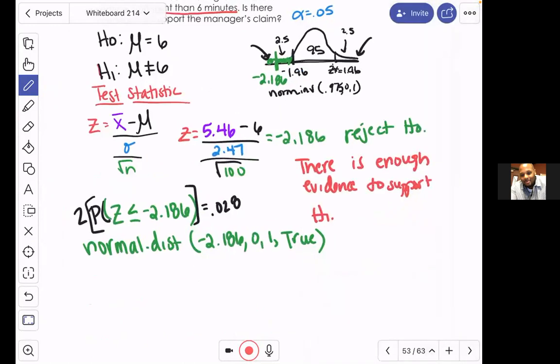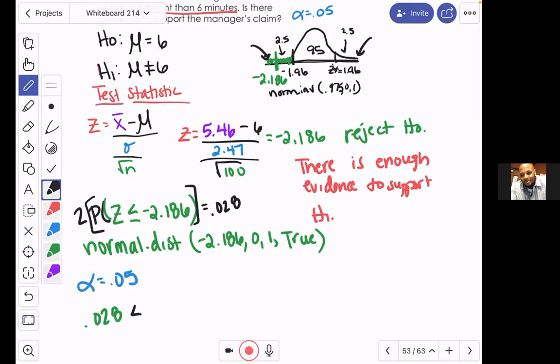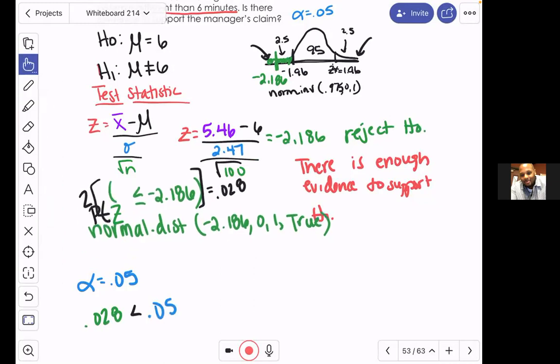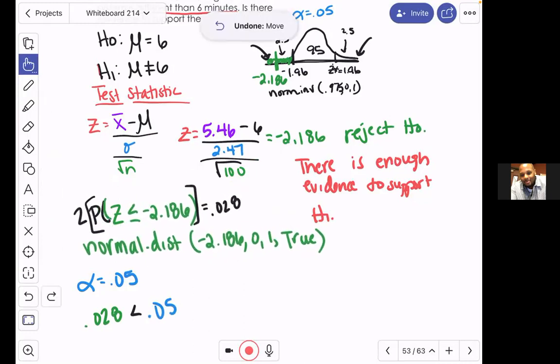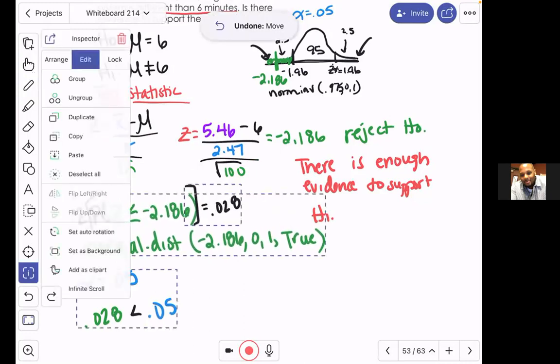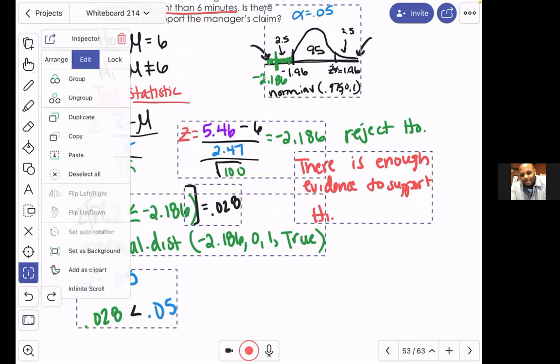And now what happens is this: if my alpha value is equal to 0.05, the p-value is 0.028. 0.028 is less than 0.05. And because it's less than, that means I'm falling into the rejection region. I'm staying in the rejection region. That's why it's less than.